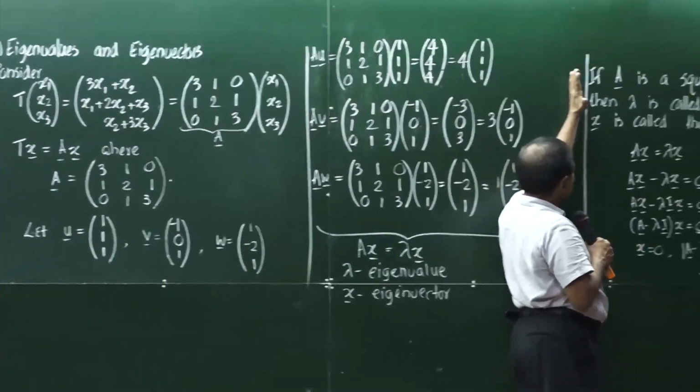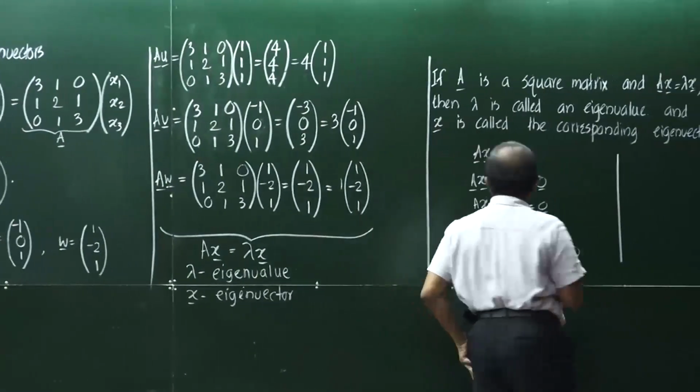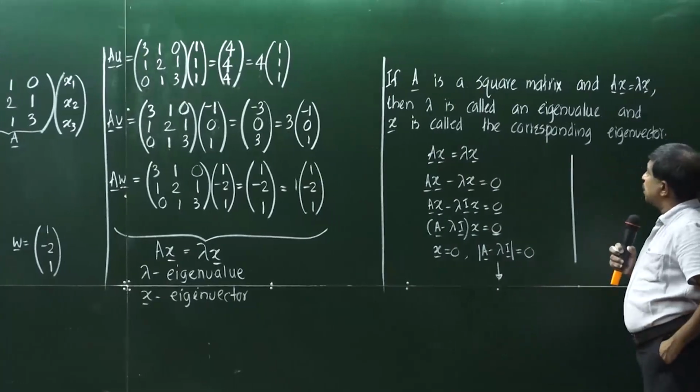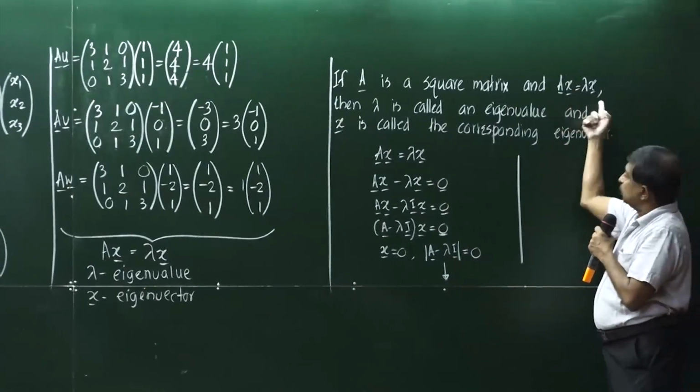Now, this is a definition. You know what it is. Like, if A is a square matrix and if this is so, it means this one.